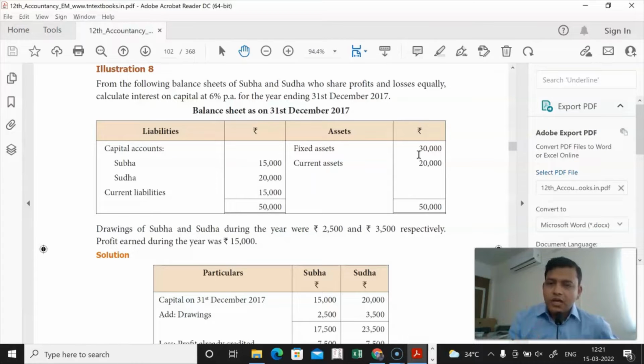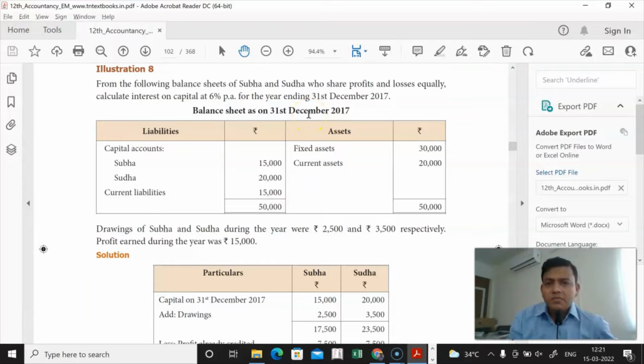So drawings of Subha and Sudha during the year was 2,500 and 3,500 respectively. Profit earned during the year was 15,000. So the concept wise it is the same question, but how are we going to find out? They have given what? The closing capital. Always we have to find interest on the opening capital, right? Now they have given the closing capital.